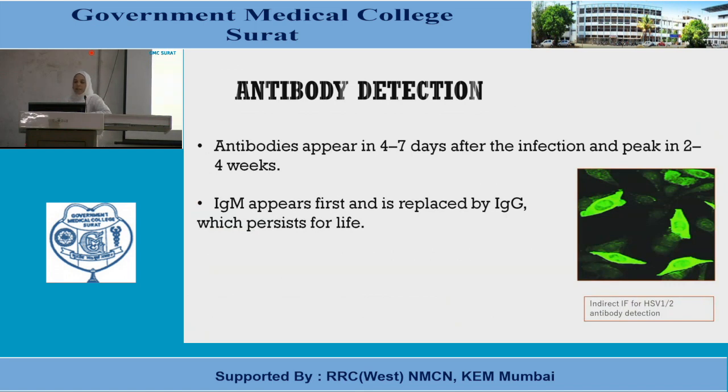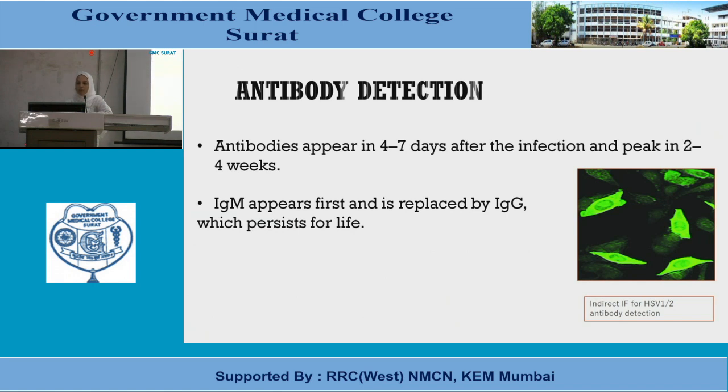Antibody detection: antibodies appear in a week's time, 4 to 7 days after the infection, and peak after 15 days to 1 month. IgM appears first and is replaced by IgG later on, which persists throughout life once the person is infected. Here you see the indirect fluorescence of HSV1-2 antibody detection.